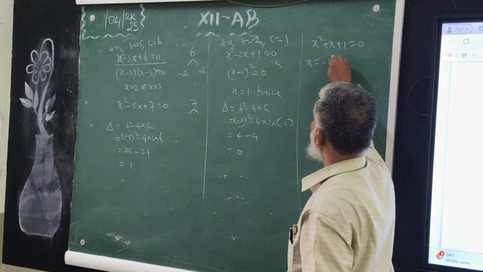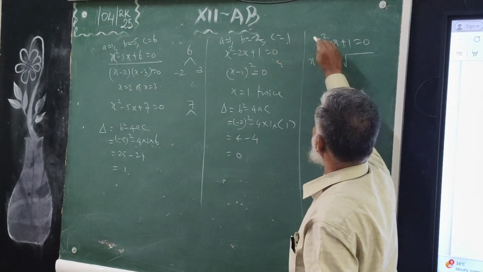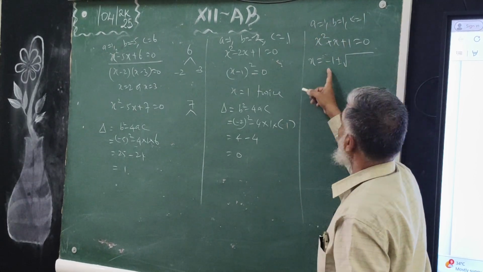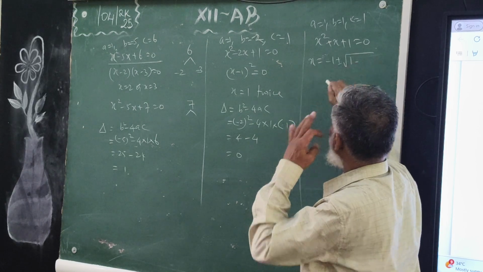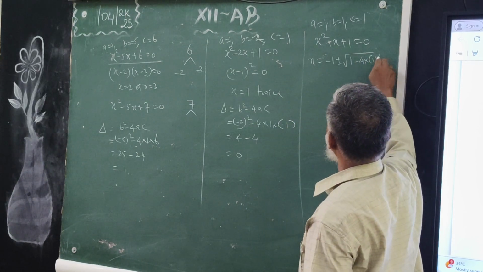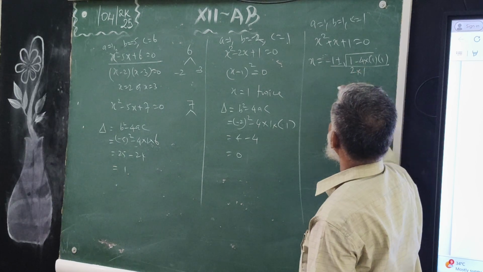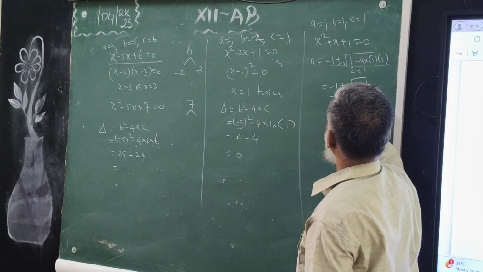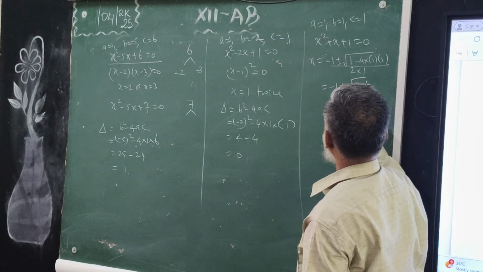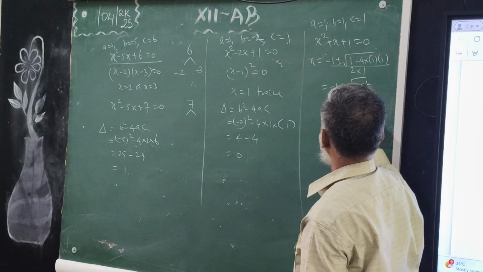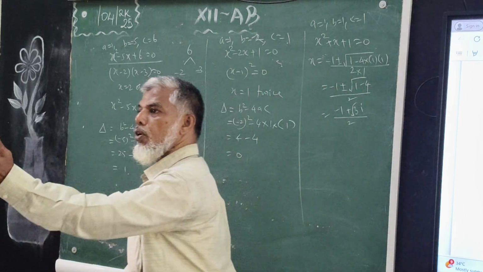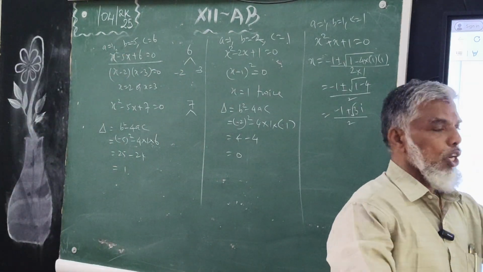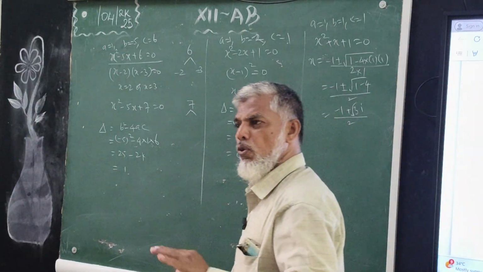x is equal to minus b plus or minus root of, what is a? a 1, b 1, c 1. Minus b plus or minus root of b square minus 4 into a into c, by 2 into 1. So minus 1 plus or minus root of 1 minus 4, by 2, that is minus 1 plus or minus root 3i, divided by 2. So how many values? It is imaginary values. So less than 0 means no real roots. No real roots.